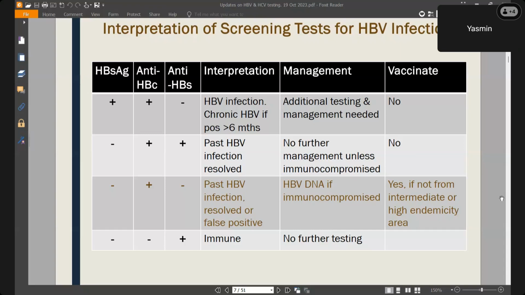So, would you want to do this everywhere? No. In areas where the endemicity is either intermediate or high. So, would you want to do this in Malaysia? You need to discuss with the pathologist and gastroenterologist. Now, of course, if you are just anti-HBs positive, that's it, no problem. You're immune and no further testing is required. Next slide.